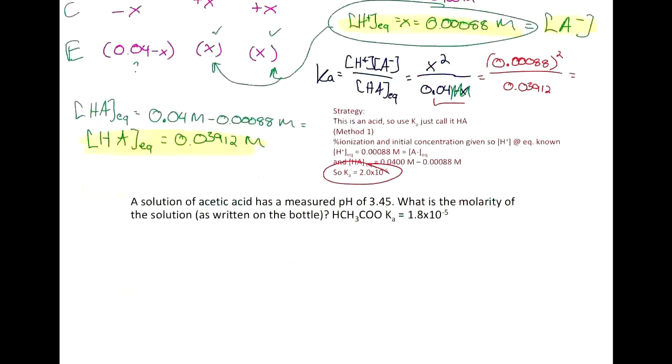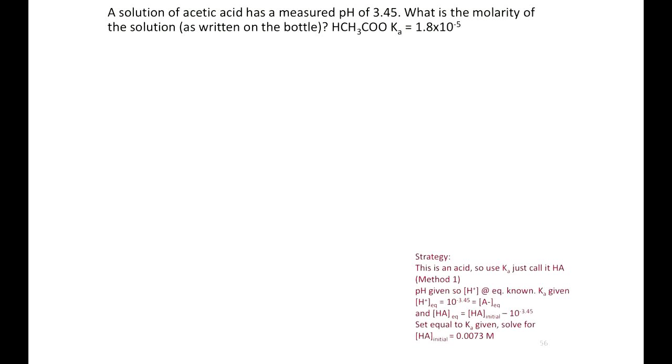All right, let's do one more. Kind of like this one. Here we have a solution of acetic acid with this pH. What is the molarity written on the bottle? And there's the Ka value. So you just have like an unknown stock solution of acetic acid in lab. You put in your pH probe, and that is enough information for you to figure out what the concentration should be written on the bottle.